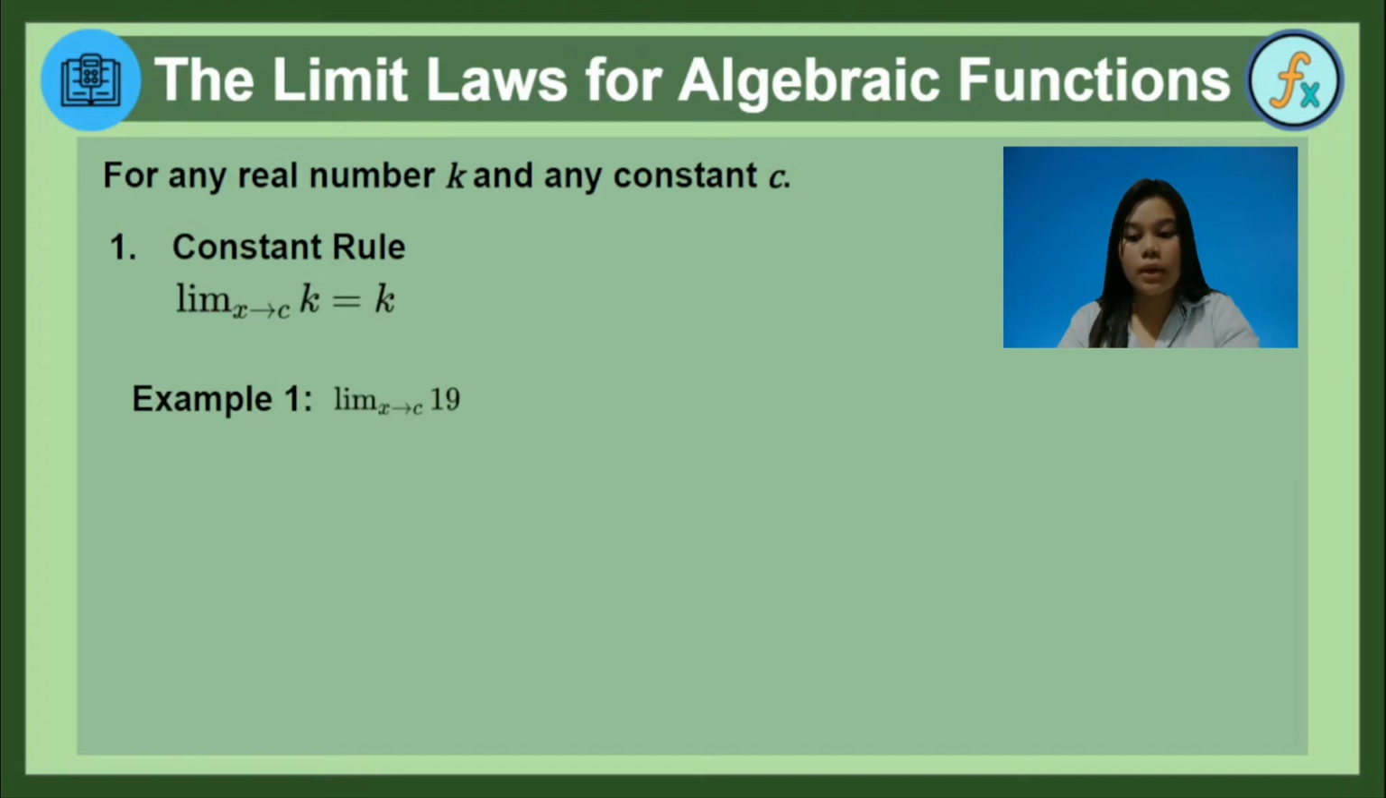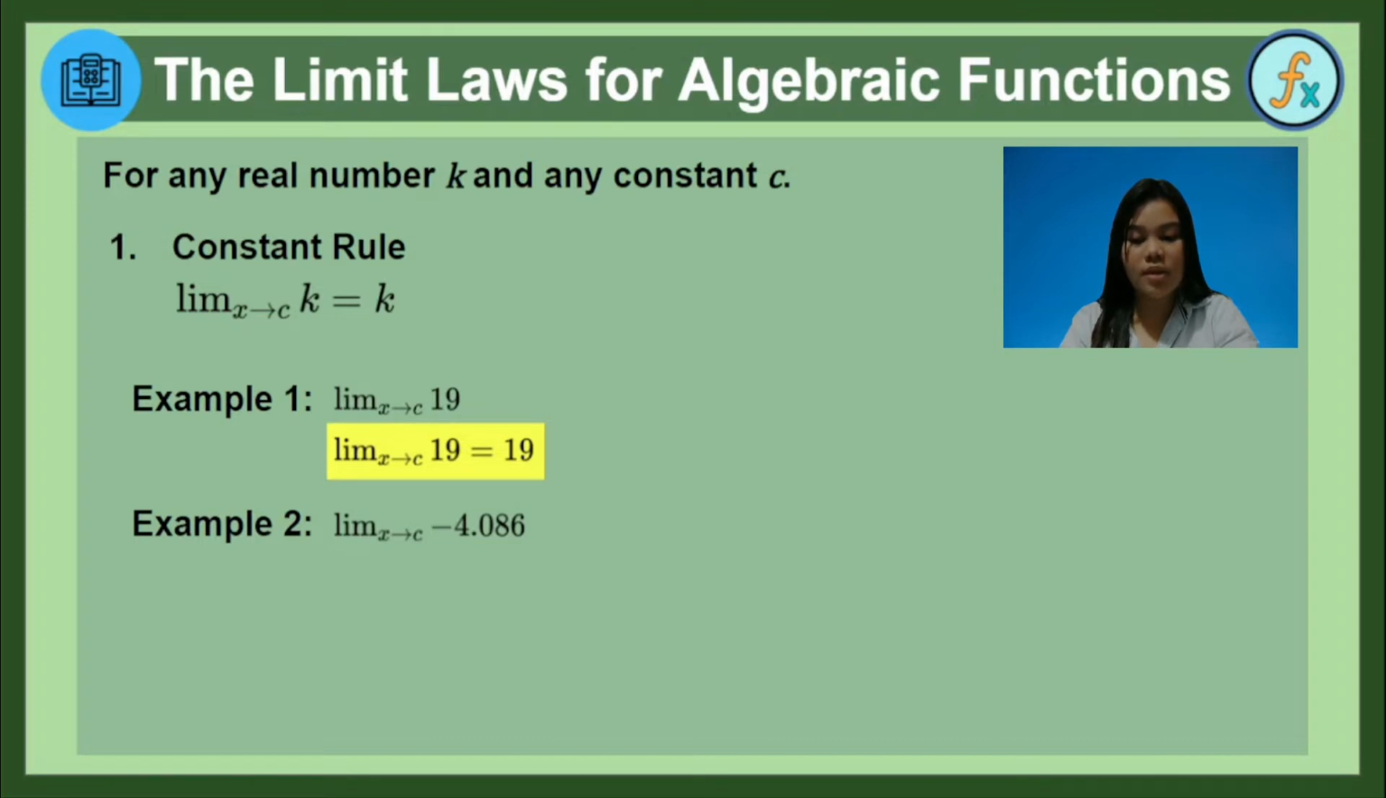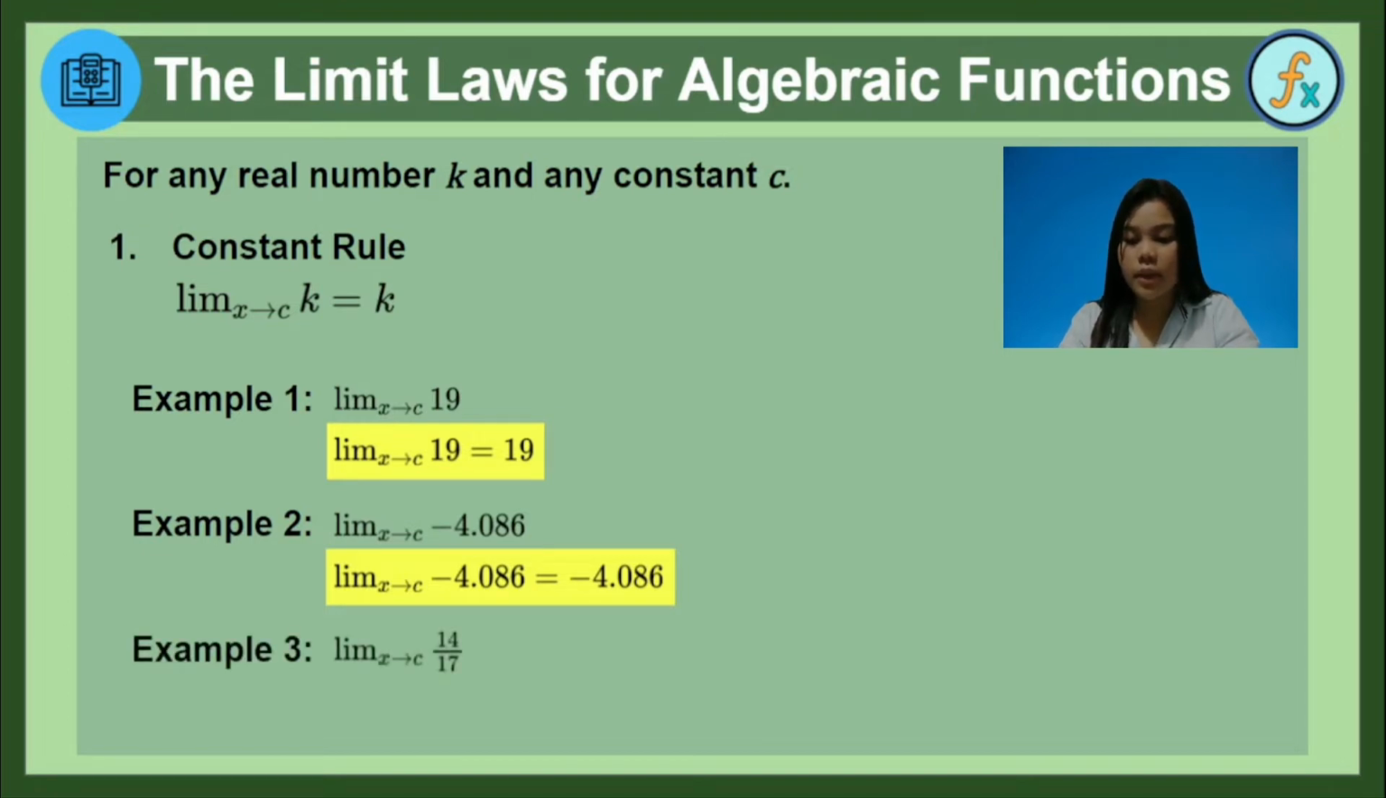Example number 1. Evaluate the limit of 19 as x approaches c. The answer is 19. Example number 2. Determine the limit of negative 4.086 as x approaches c. The answer is negative 4.086. Example number 3. Find the limit of 14 over 17 as x approaches c. The answer is 14 over 17.